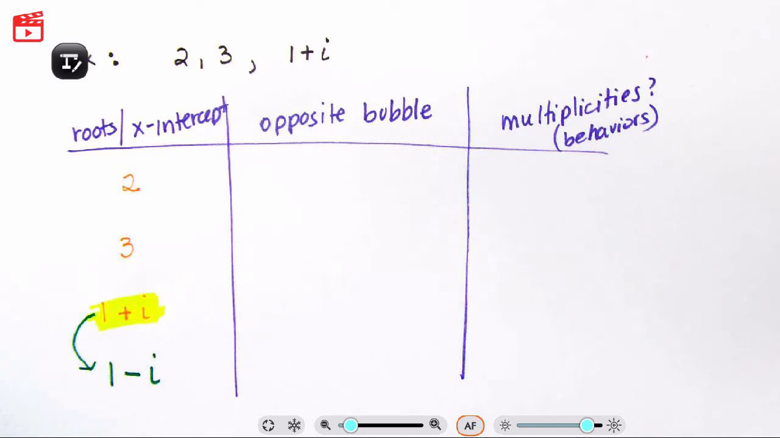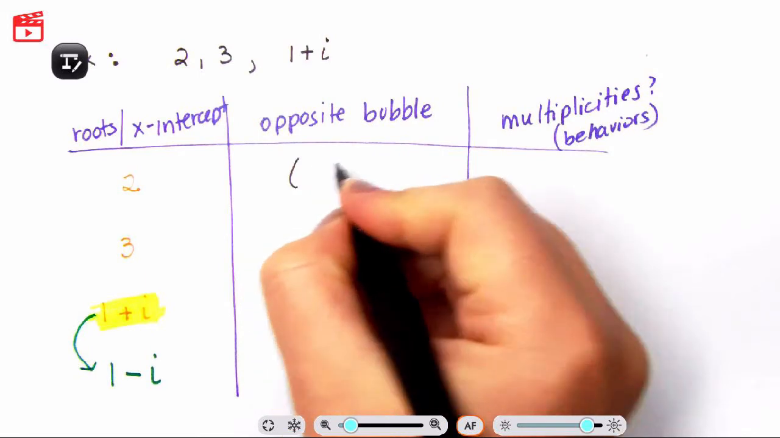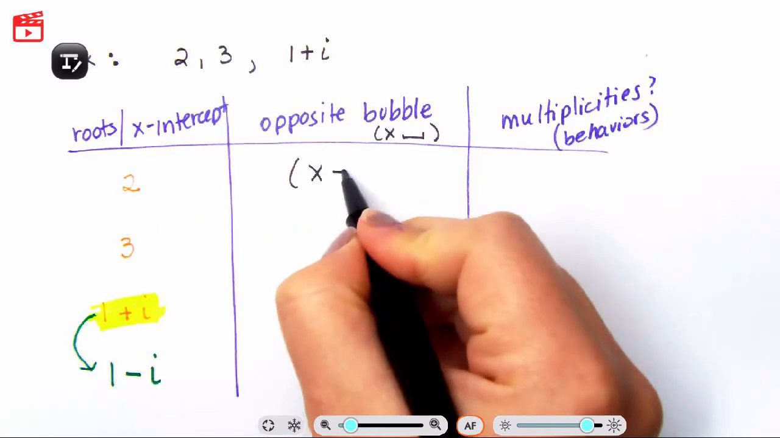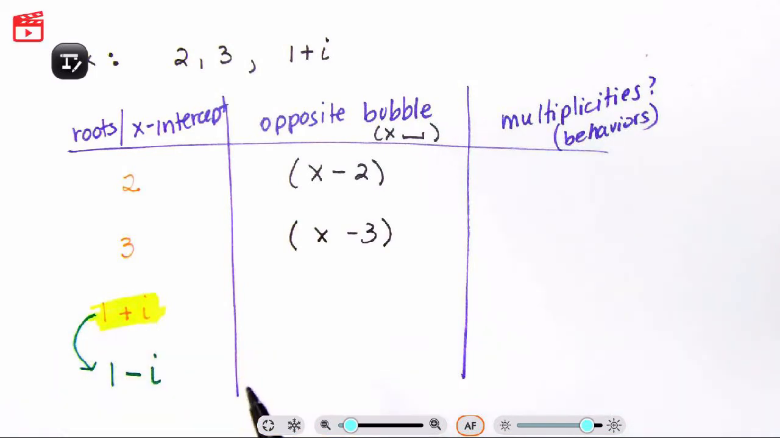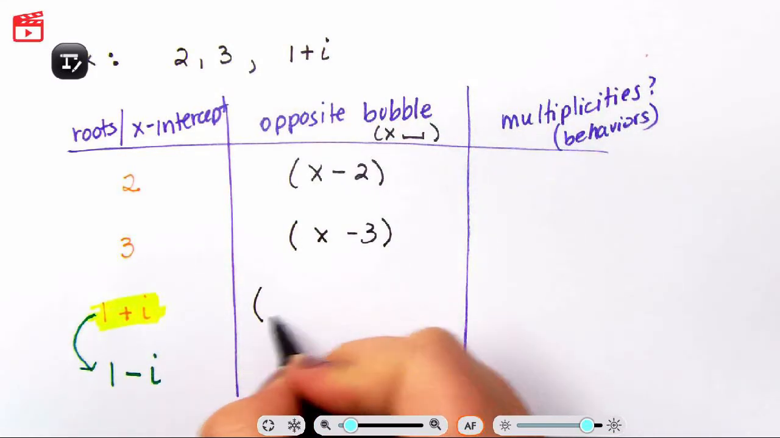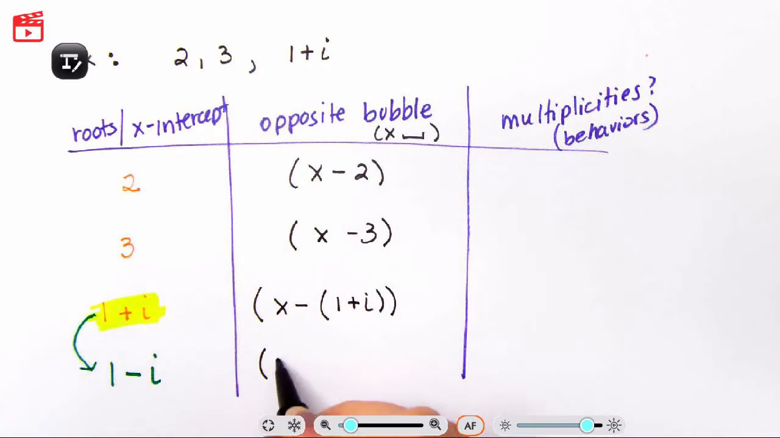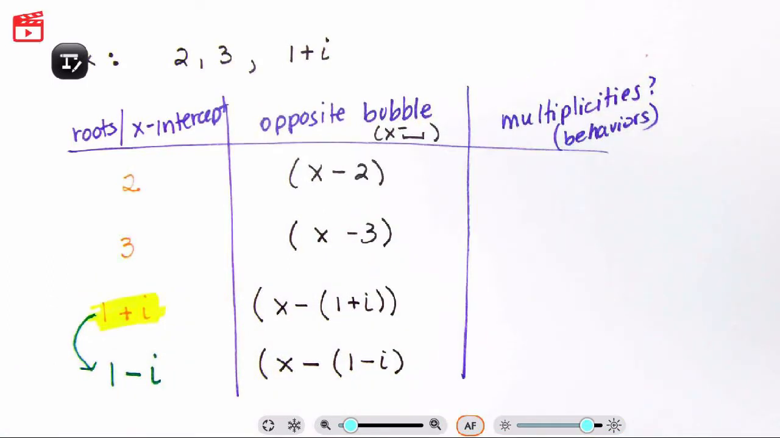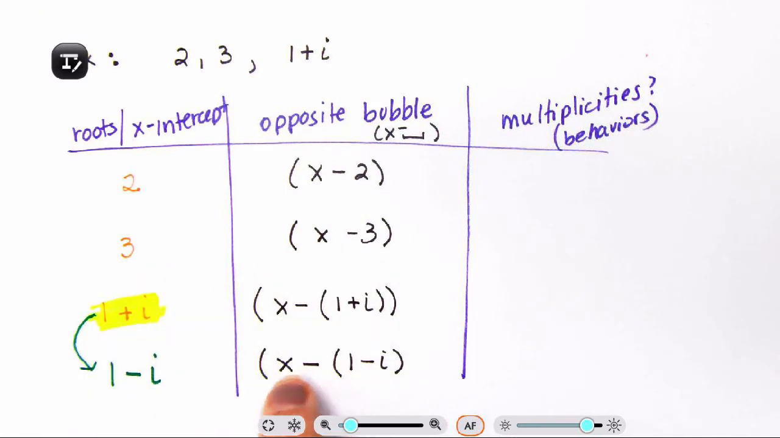All right, now that we have this, we're going to do the opposite of that. Choose a different color. So I have, again, opposite bubble. We want x and we want something there. If I have a 2, I'm going to write a -2. If I have a 3, I'm going to write a -3. If I have 1 plus i, you're going to change the signs of all of it. So you're going to do x minus 1 plus i, and then here x minus 1 minus i. Do the opposite: x minus 2, x minus 3, x minus this, and x minus this.